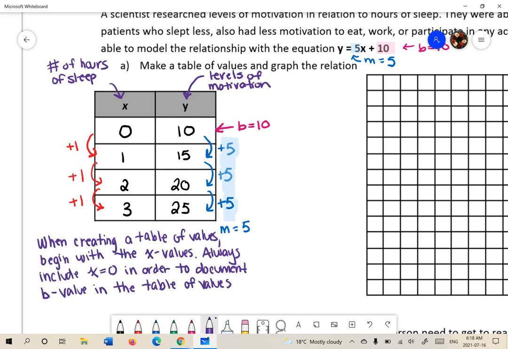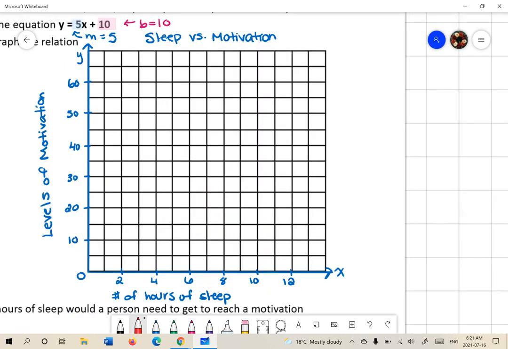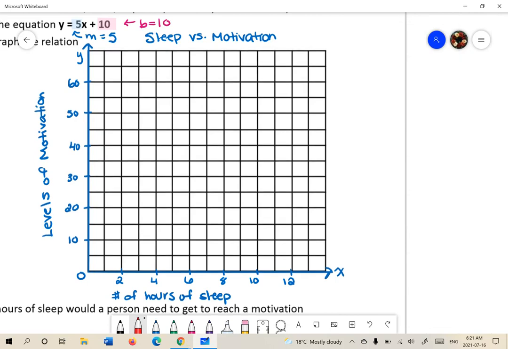Now we're ready to graph this information on this grid. I've labeled my axes and titled my graph. Now I'm ready to plot my points. 0, 10, 1, 15, 2, 20, and 3, 25.